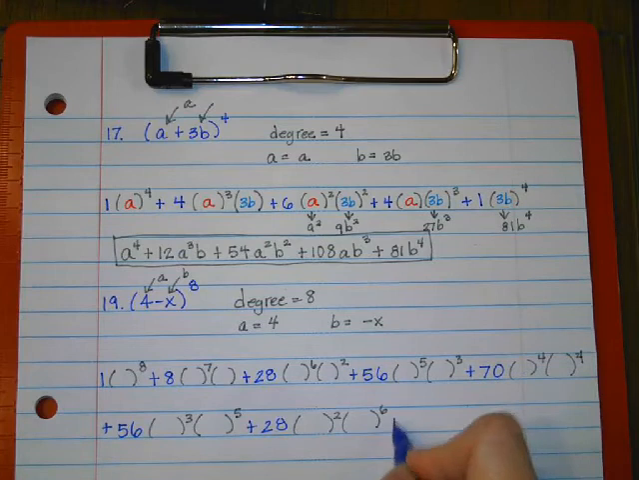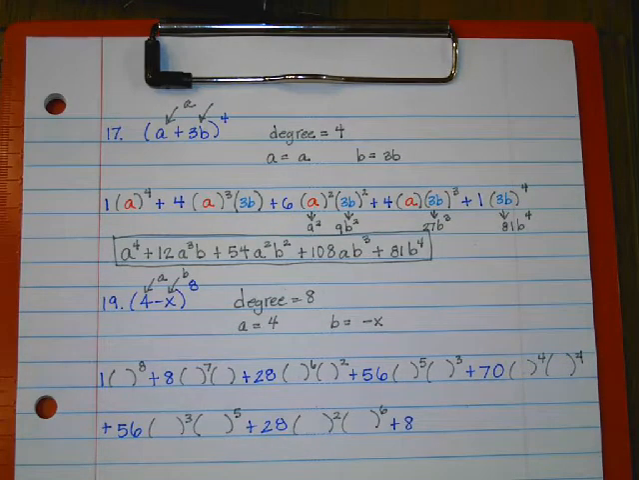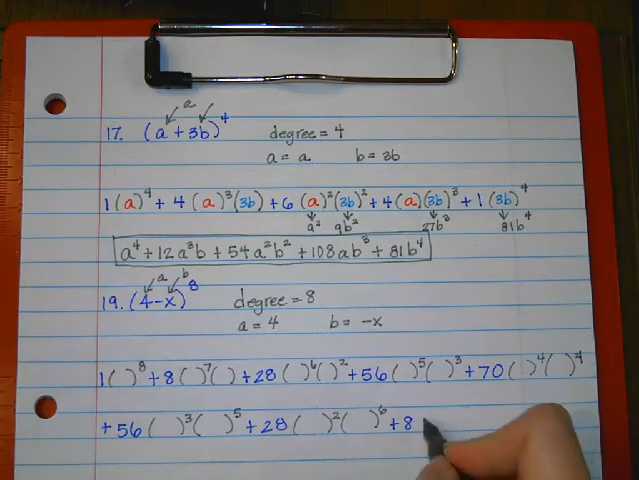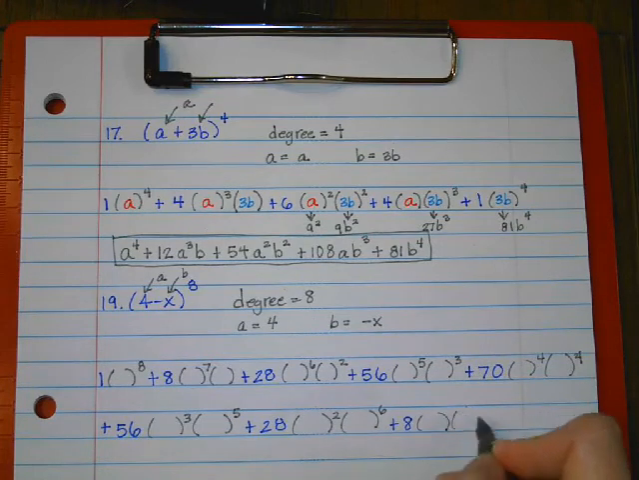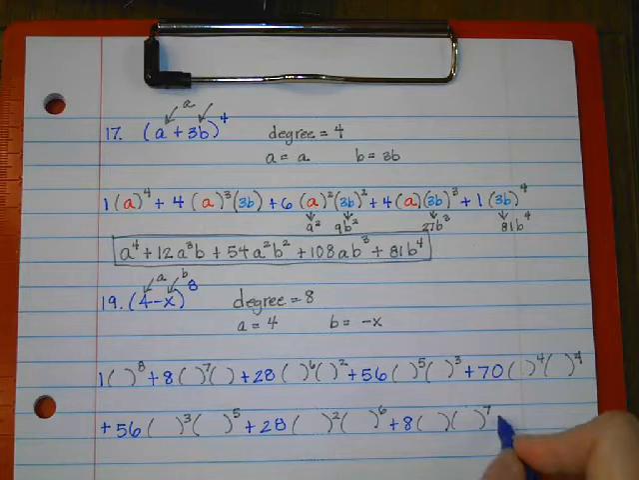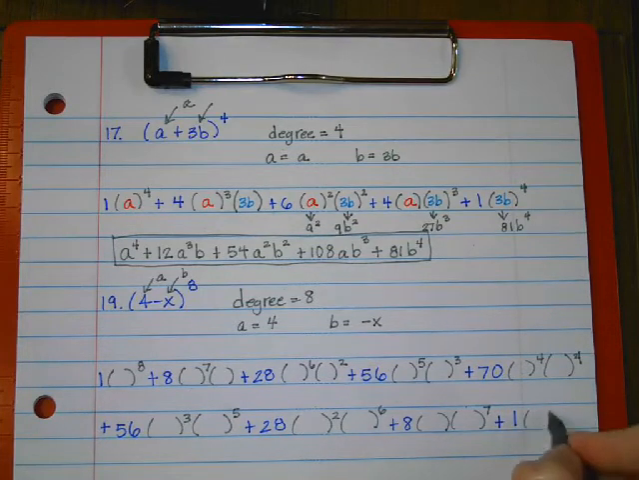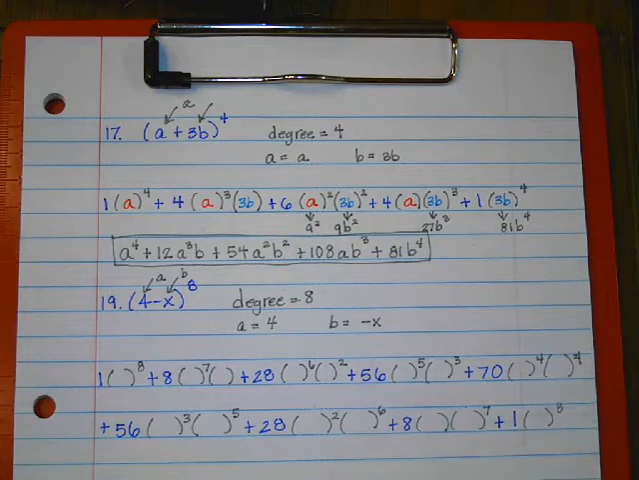We're going to have 8, and then our A value is going to go down to the 1st power, and our B value is going to come up to the 7th power. And we're going to end with our coefficient of 1. We will not have an A value this time, but our B value will be to the 8th.